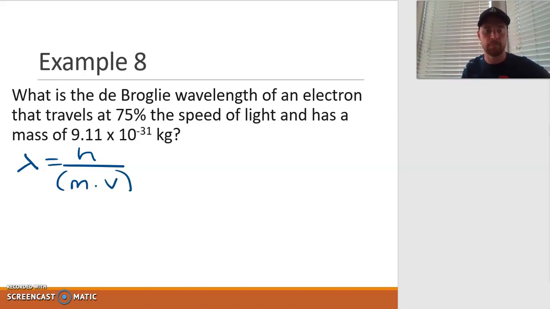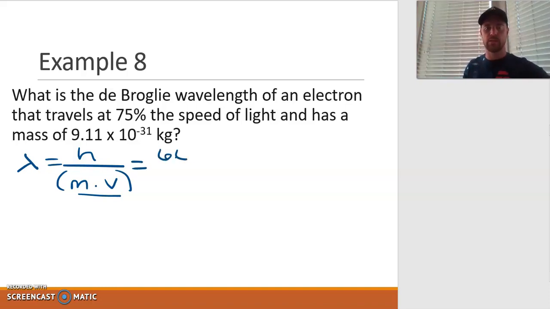And I'm writing this a little different because I want you to understand that when you plug this in your calculator, you have to make sure you put this bottom part in parentheses. Otherwise, the calculator is going to calculate the numbers in the wrong order and you'll get the wrong answer. So make sure that you do this math first before you divide it into Planck's constant. All right, so let's plug in our information.